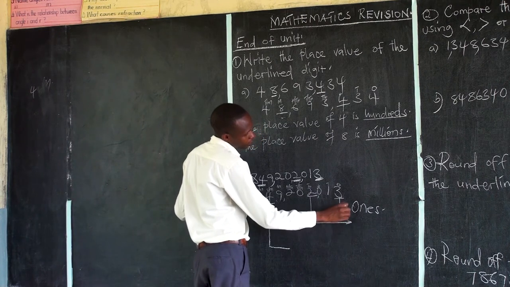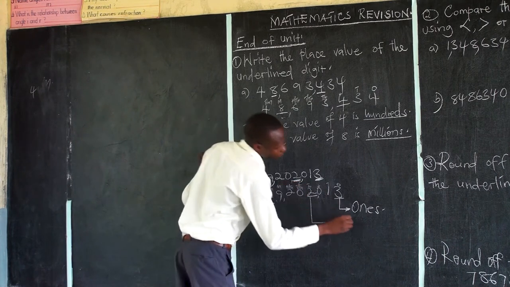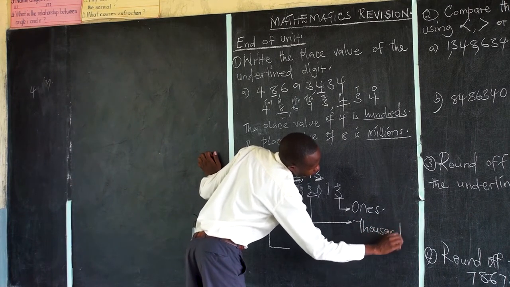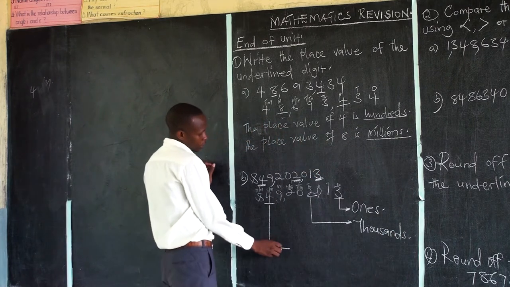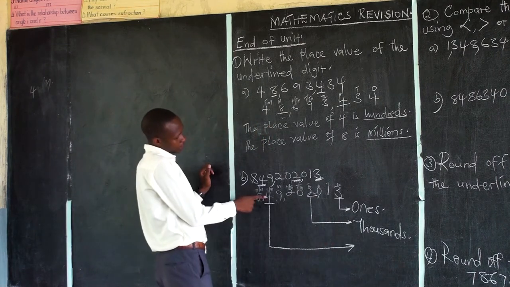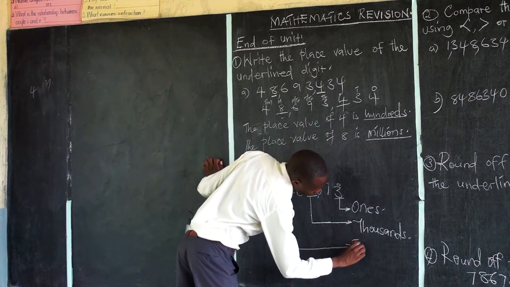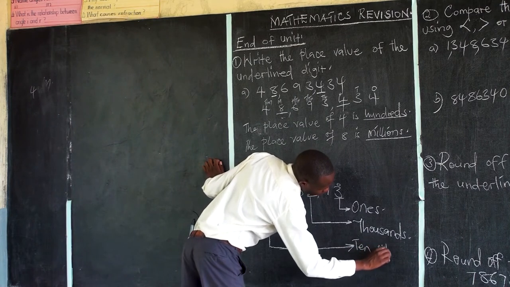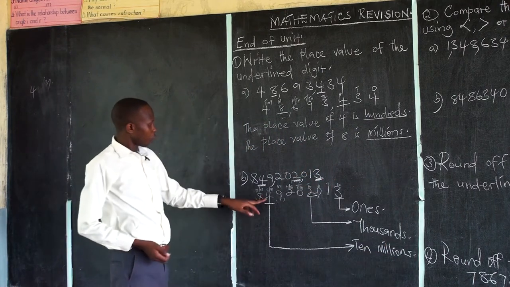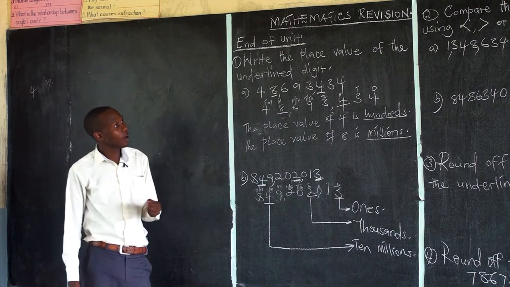Then when we come to the next digit, we have 2. 2 is representing 1,000. So 2 is under the place value of 1,000. Then lastly, we shall come to identify the last digit, that is 4. 4 is under 10 millions. Four is under 10 millions. That is what is required. Then from there, I would like us to continue.